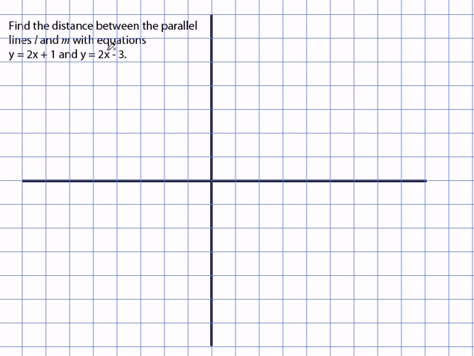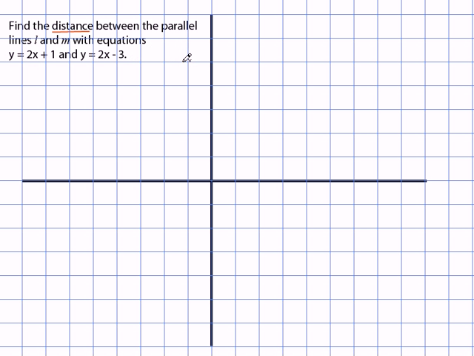Okay, here's the question they're going to ask you. They're going to ask you something very similar to this, if not exactly this. They're going to say, find the distance. That's what you're trying to do right there. Whoops, I'm writing in white. Let's write in a color I can see. Find the distance between the parallel lines L and M with equations y equals 2x plus 1 and y equals 2x minus 3. So L is this equation and M is this equation.